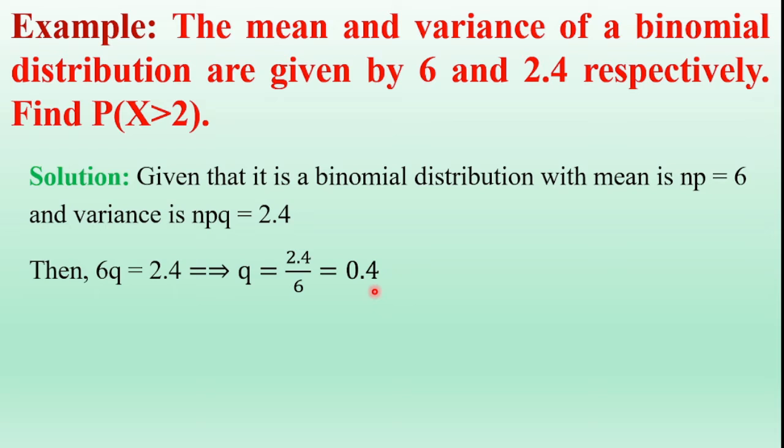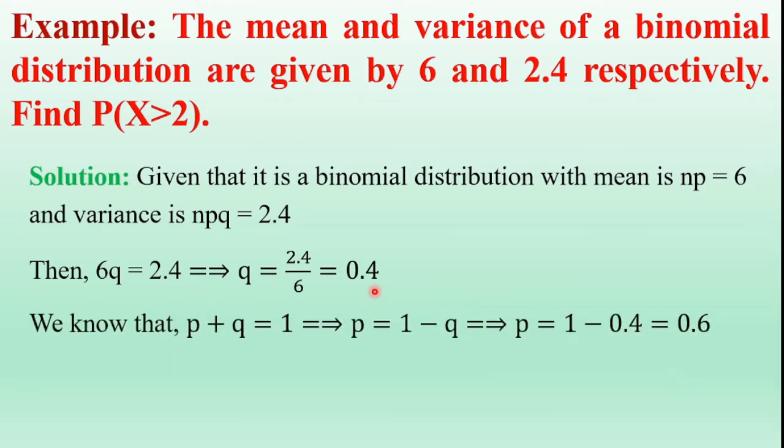Next, find out the p value. We know that the probability of success plus the probability of failure is equal to 1. So from this equation, p is equal to 1 minus q. Now here q is 0.4. Therefore, p is equal to 0.6.